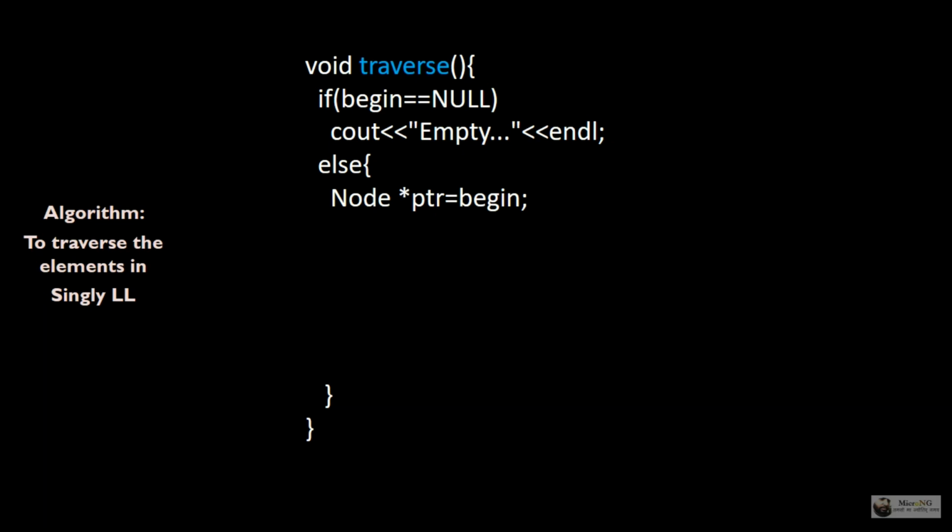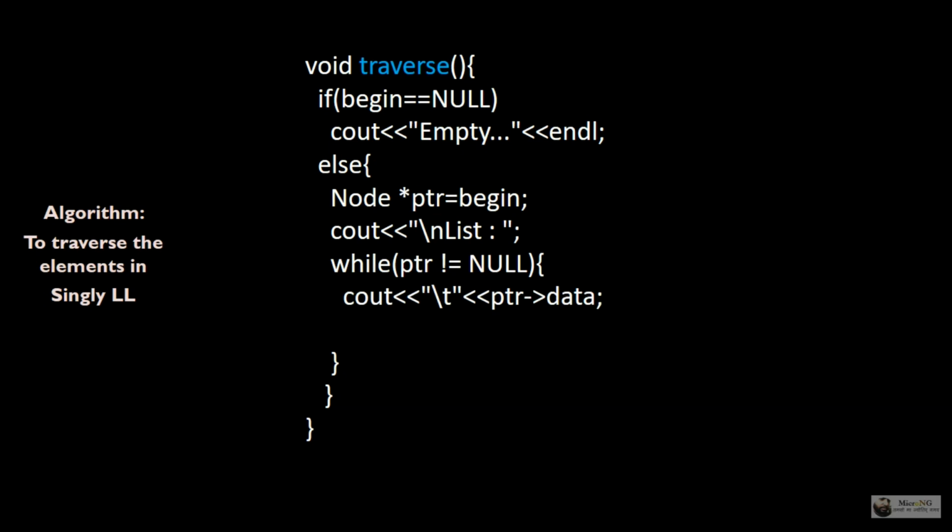Now we need to check the conditions. We need to traverse the nodes with a condition. The condition is that the pointer should point to a valid node. It should not be null. So we use a while loop for that condition checking and iteration purpose. We check that the pointer is not equal to null. That means the pointer is pointing to a valid node. If it is pointing to a valid node, we can take out the data part from that. So we display PTR data. Wherever the node pointer is pointing, its data will be fetched and displayed.